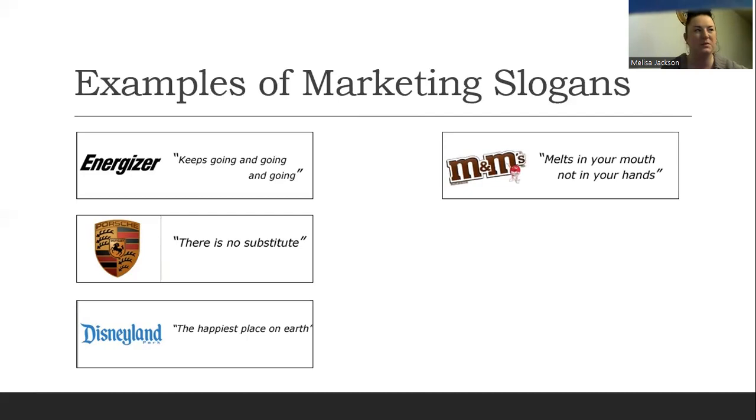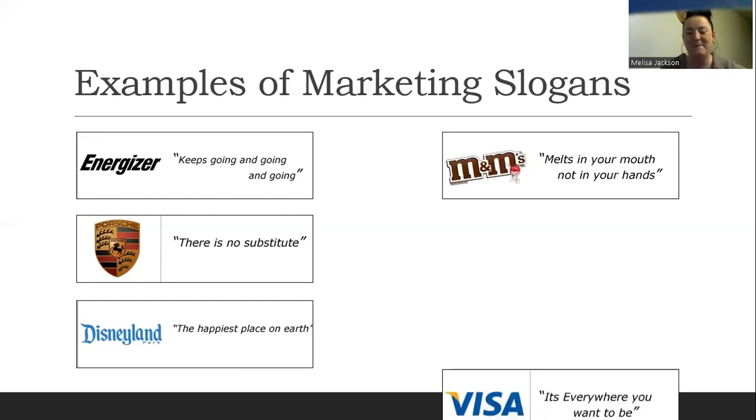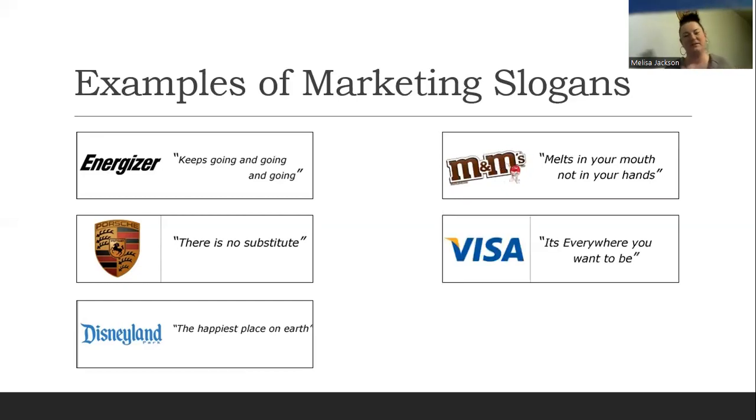M&Ms. Why would you want to get chocolate all over your fingers? Just buy some M&Ms. Visa, here's another one that's kind of interesting to me. It's everywhere you want to be. So not the fact that you're going to get into hundreds and potentially thousands of dollars in credit card debt. You're going to go where you want to go in the meantime.